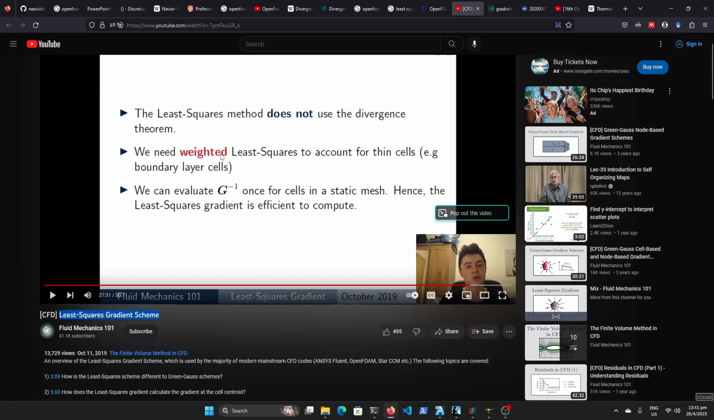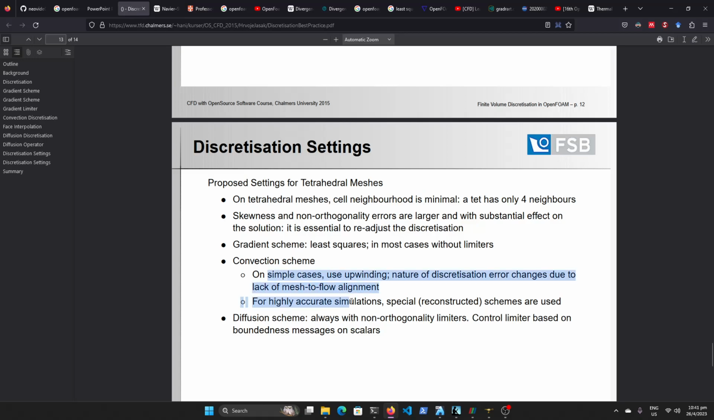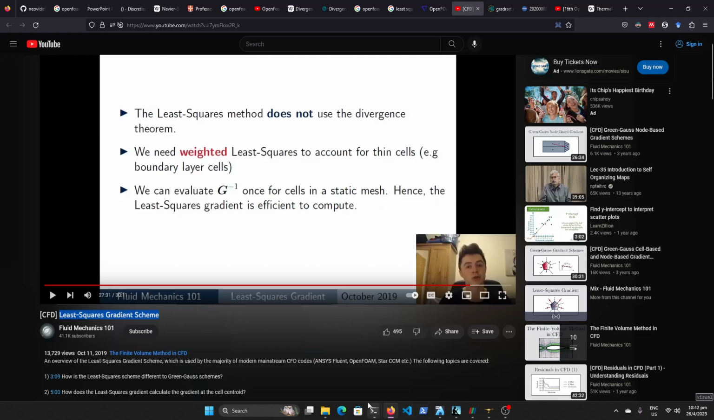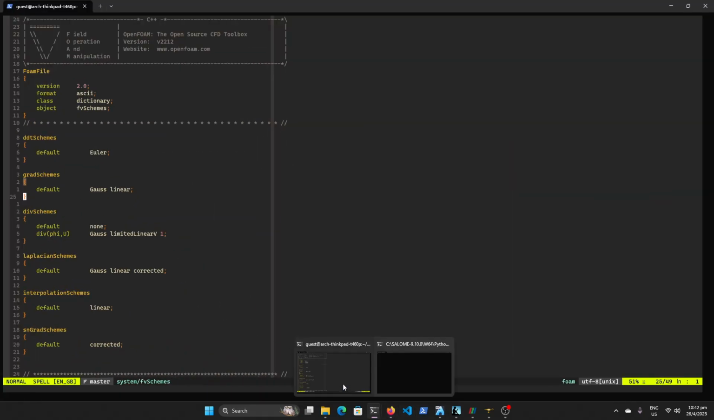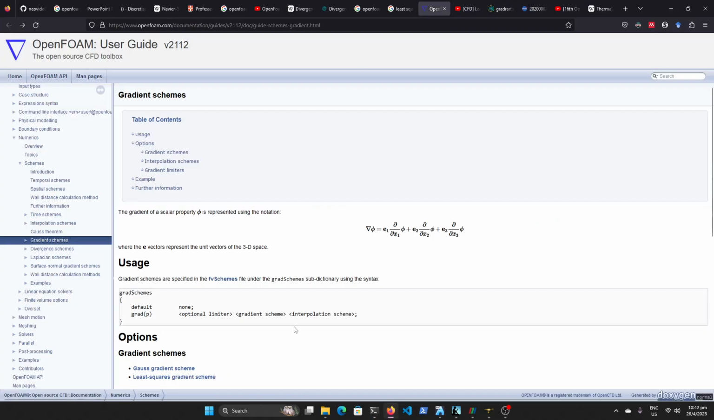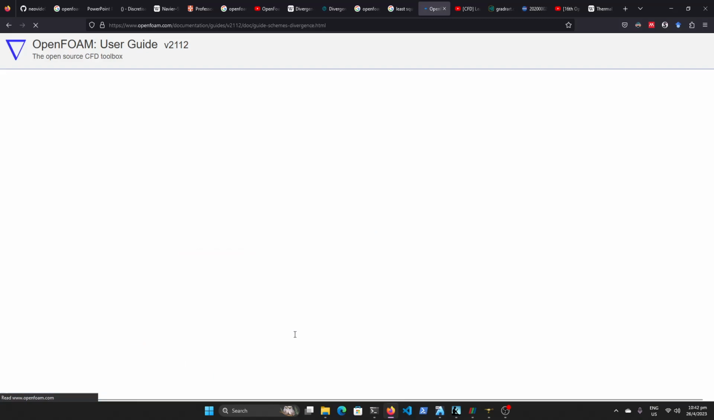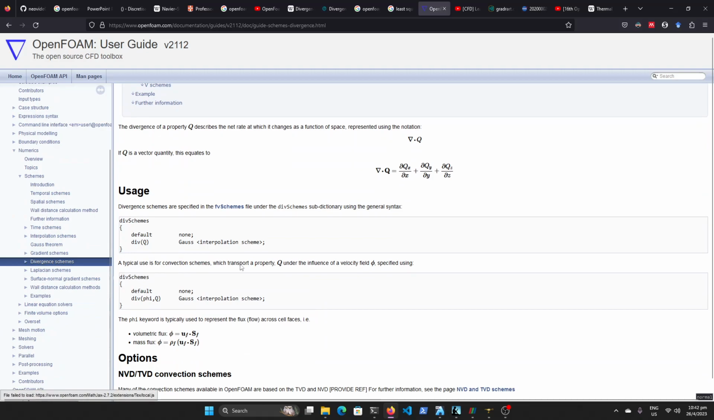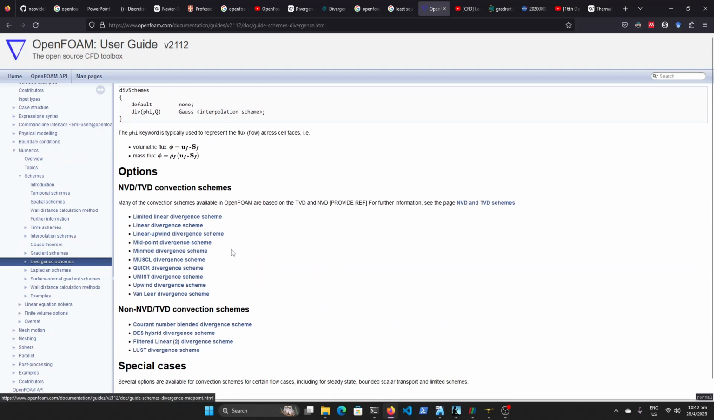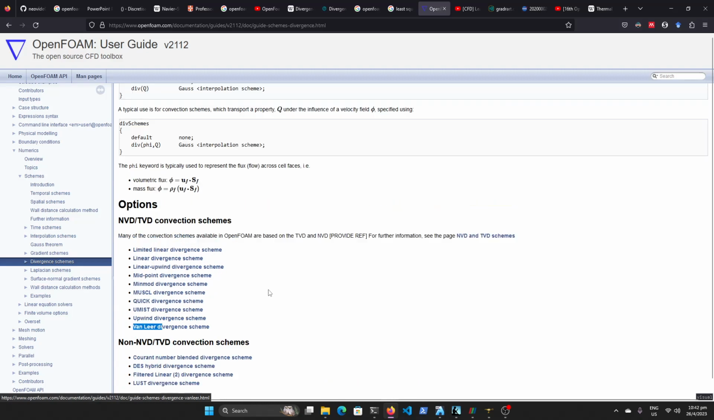And leastSquares is a variation which estimates that gradient scheme, or discretizes that gradient scheme, not based on Gauss schemes. And then what else do we need to learn? Okay, convection scheme. Okay, use upwinding. All right. So again, for upwinding, we usually talk about, well, we don't use Gauss linear anymore. We use Gauss upwind. If we look at the OpenFOAM right here, you'll see divergence schemes. We will have upwind schemes, linear upwind divergence schemes right here.